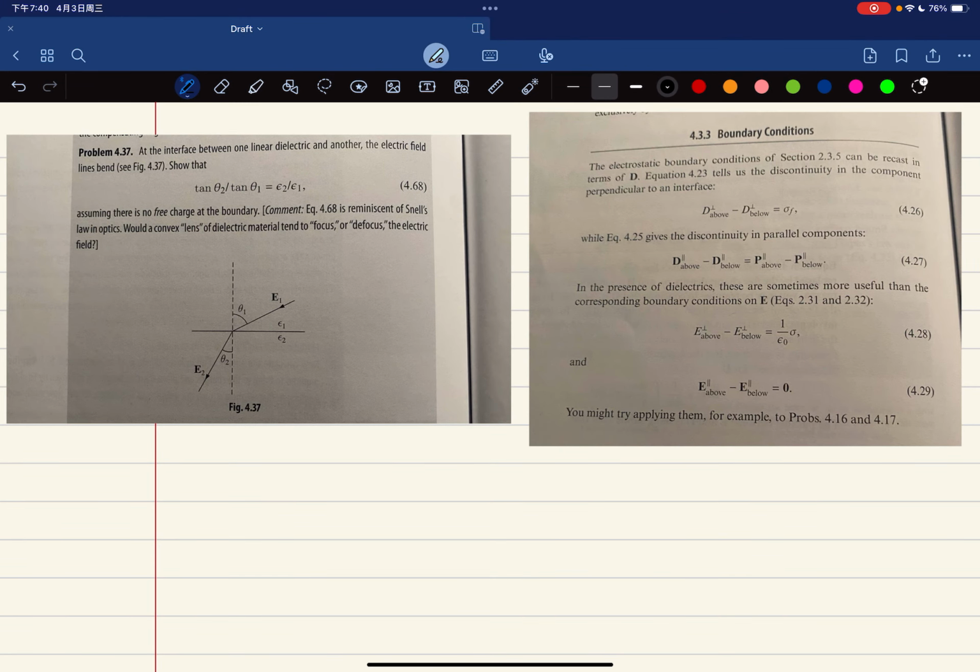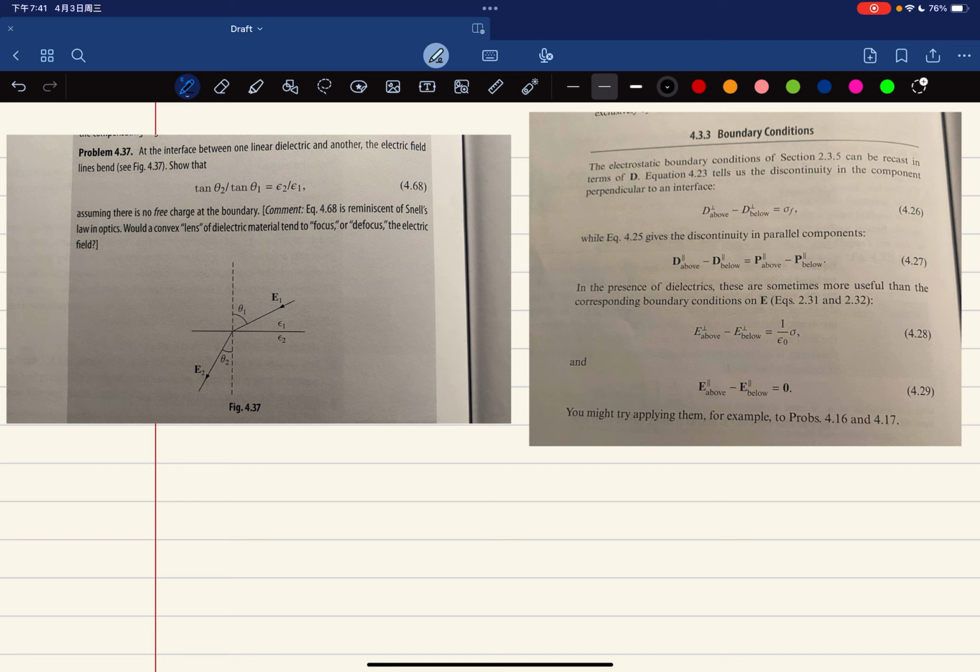Hi everyone, welcome to the Introduction to Electrodynamics by Griffiths, problem 4.37. This is actually a very interesting problem because it tells us how to derive Snell's law in optics. The key to this problem is the boundary conditions.